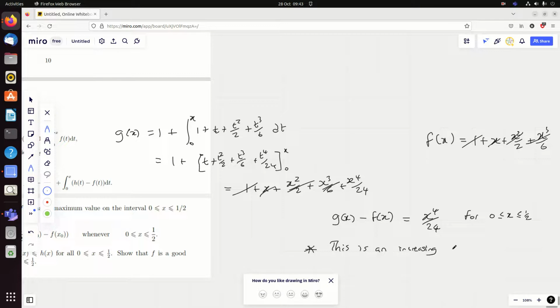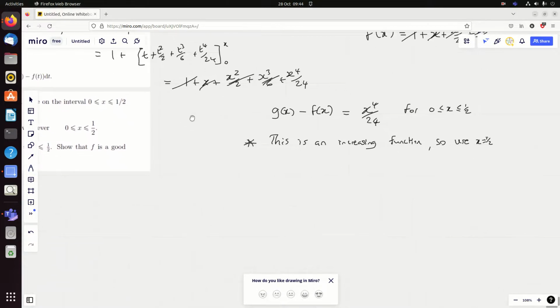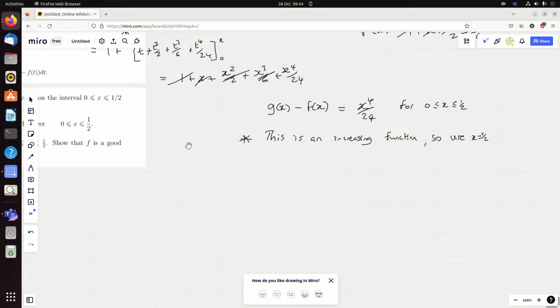Now, why am I mentioning the fact that it's an increasing function? Well, it means I can just plug in x is a half to find the greatest value of that in that range. Because it's an increasing function, the bigger x number you choose, the bigger y coordinate you get, because the gradient is strictly positive whilst it's increasing. And so I can use x equals a half to find the size of g of x minus f of x, because that will be the largest value of g of x minus f of x. And I want to show that the largest value is still smaller than 1 over 320.